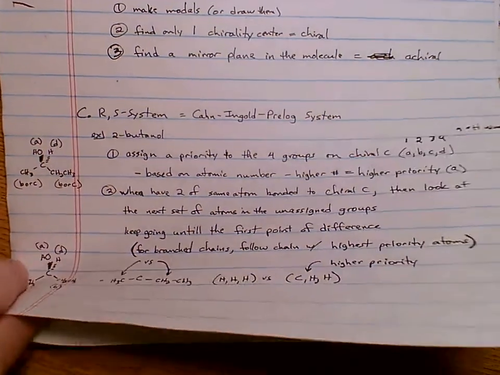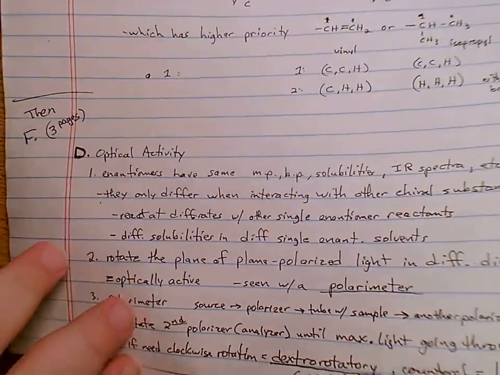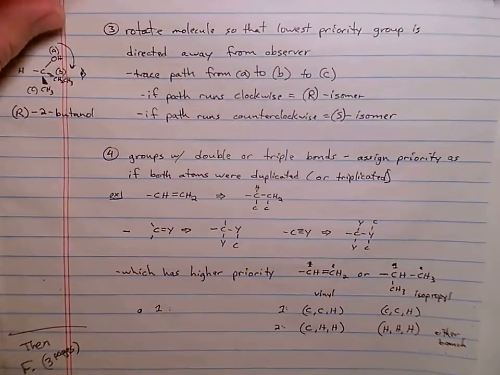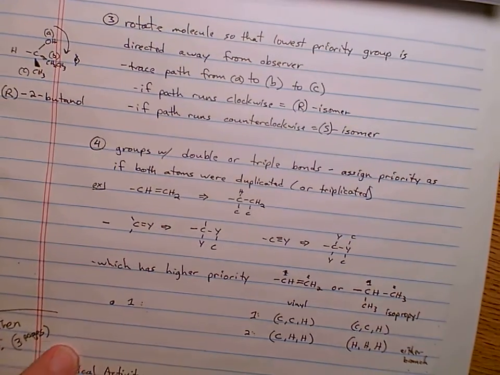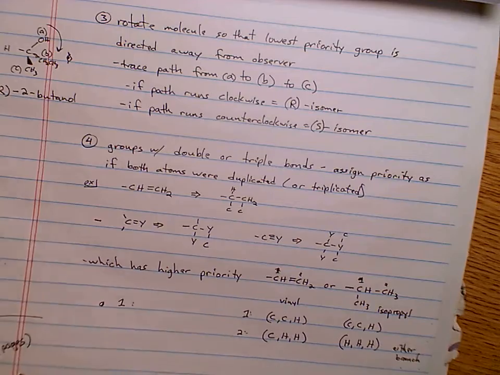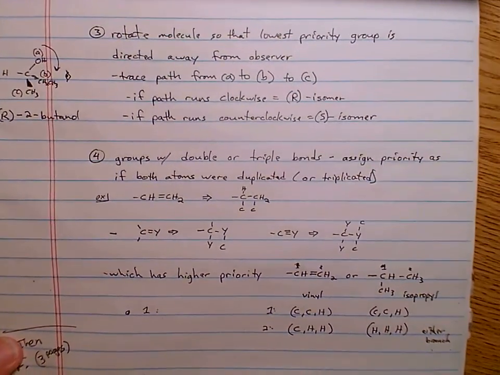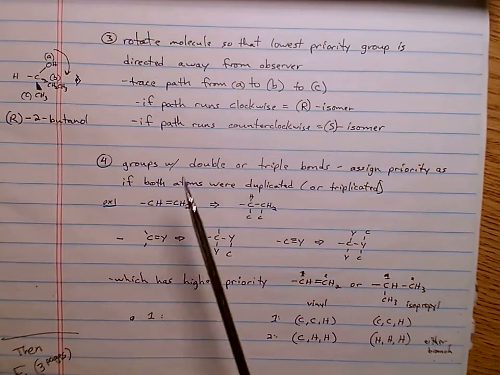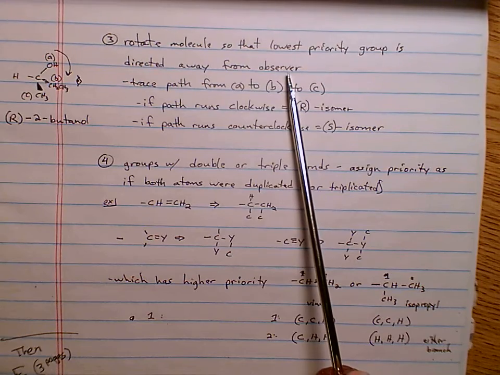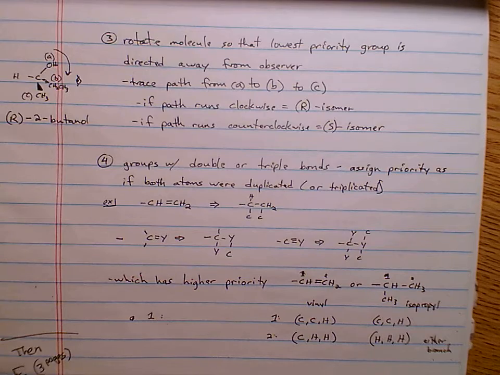And then things get a little funky with our rules. What you then need to do is rotate the entire molecule. And note, bad news here, when I say rotate the entire molecule, on the exam you're not going to have models to do this with, so you're going to have to do this in your head. In your head, you need to rotate the entire molecule so that the lowest priority group is directed away from you. You're the observer. Direct it so the lowest priority group, the hydrogen, is away from you.